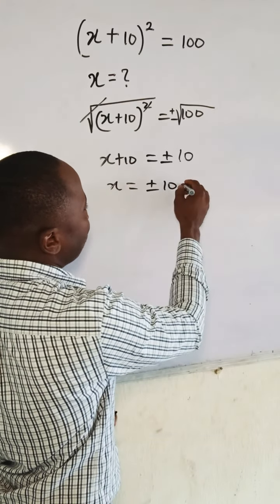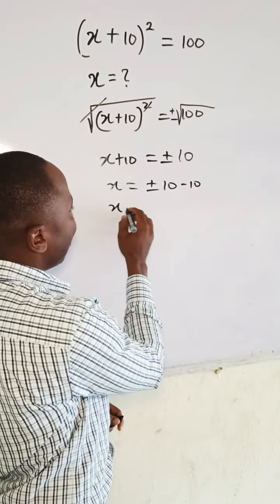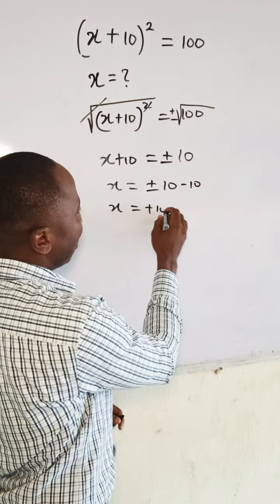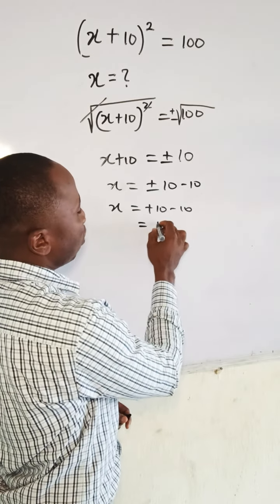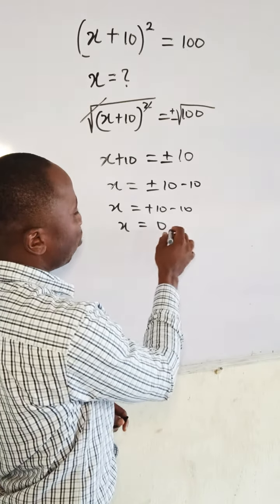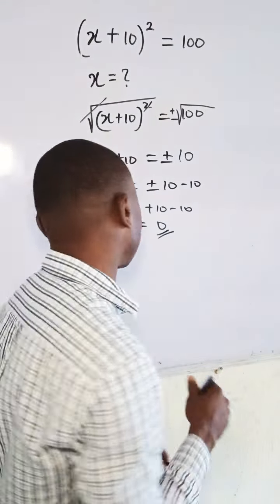If we move plus 10 to this side, it becomes minus 10. So let's start with the plus side. We have x equals plus 10 minus 10. Plus 10 minus 10 is going to give us what? It's going to give us 0. That means x is equal to 0. This is one of the solutions.